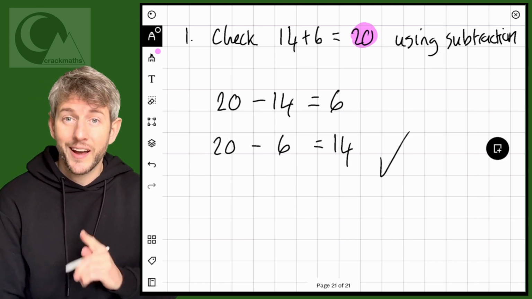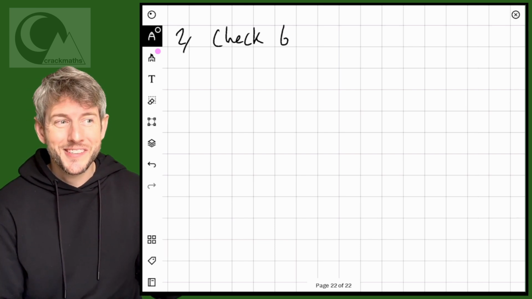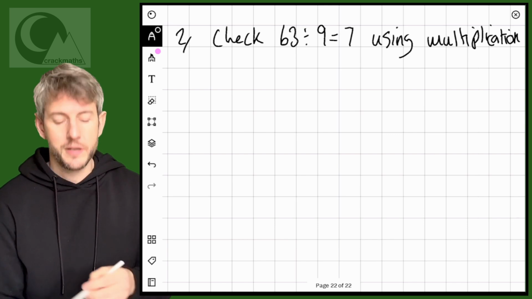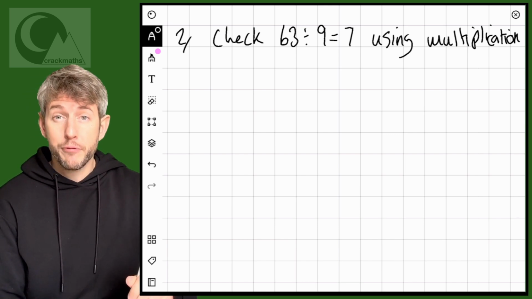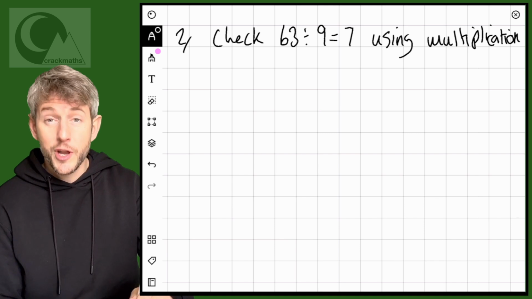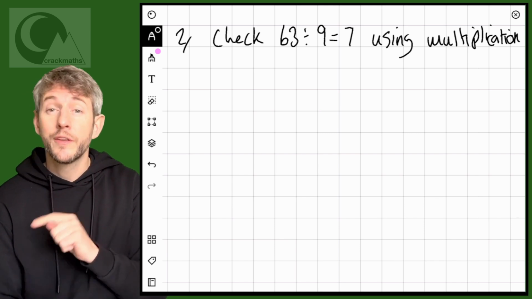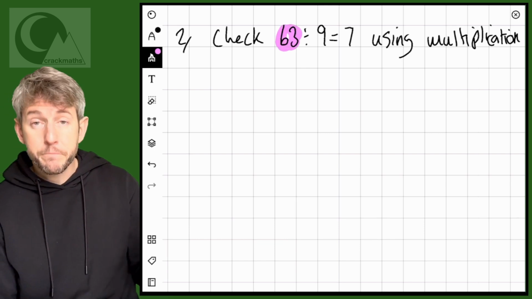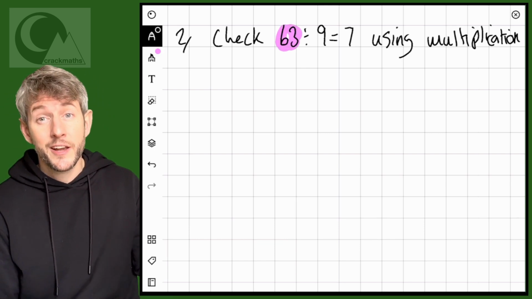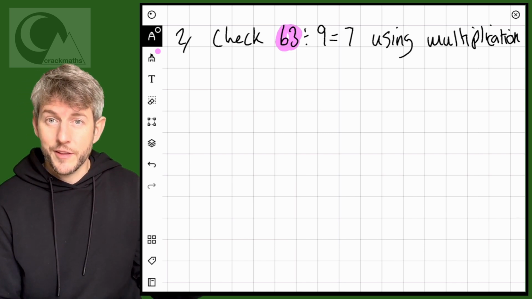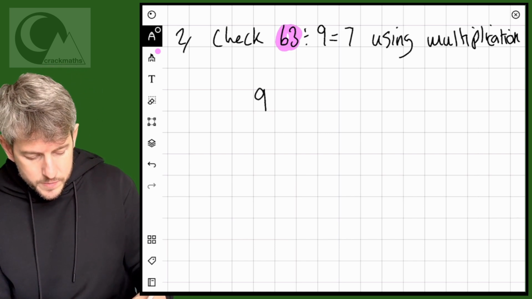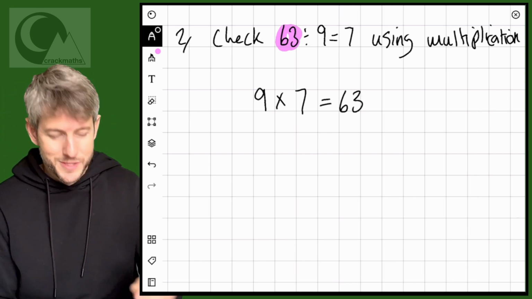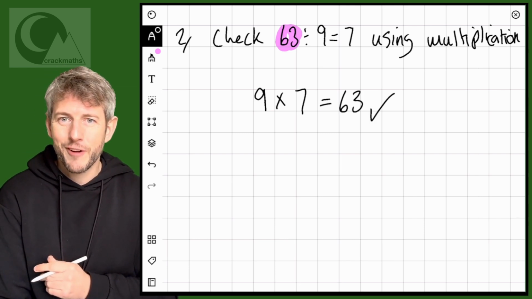Let's have a look at question 2. Okay, and here we go. Question 2 says, check that 63 divided by 9 equals 7 using multiplication. So remember, we need to identify our product. So the product is the number that's first in the division or the result of multiplying the two numbers together. So in this case, the product is going to be the 63. So if this calculation is correct, 9 times 7 should equal 63. So we should be able to do 9 times 7 and find out that that equals 63. And I actually do know that that equals 63, so I can tell that that is correct.